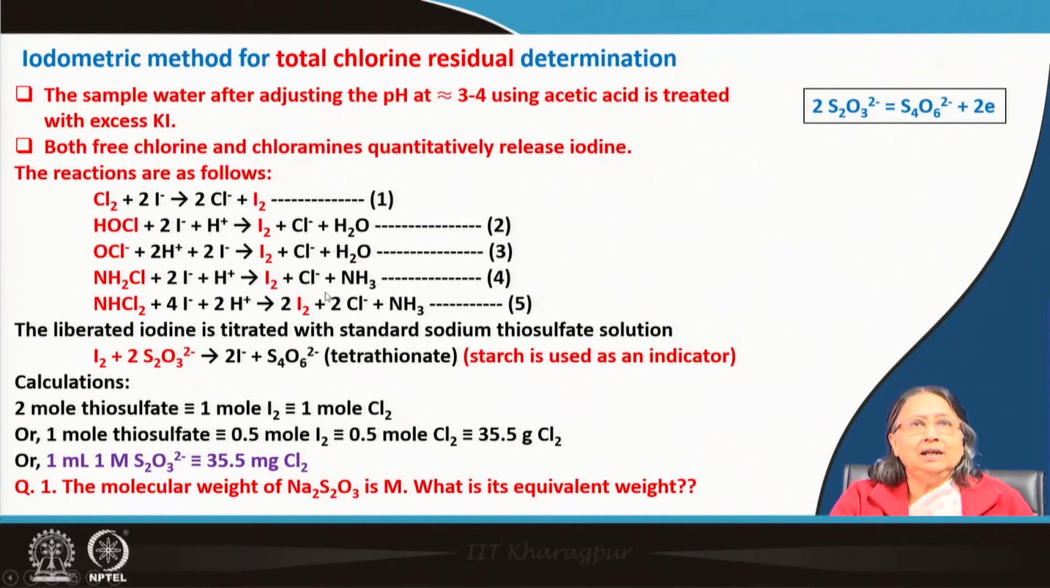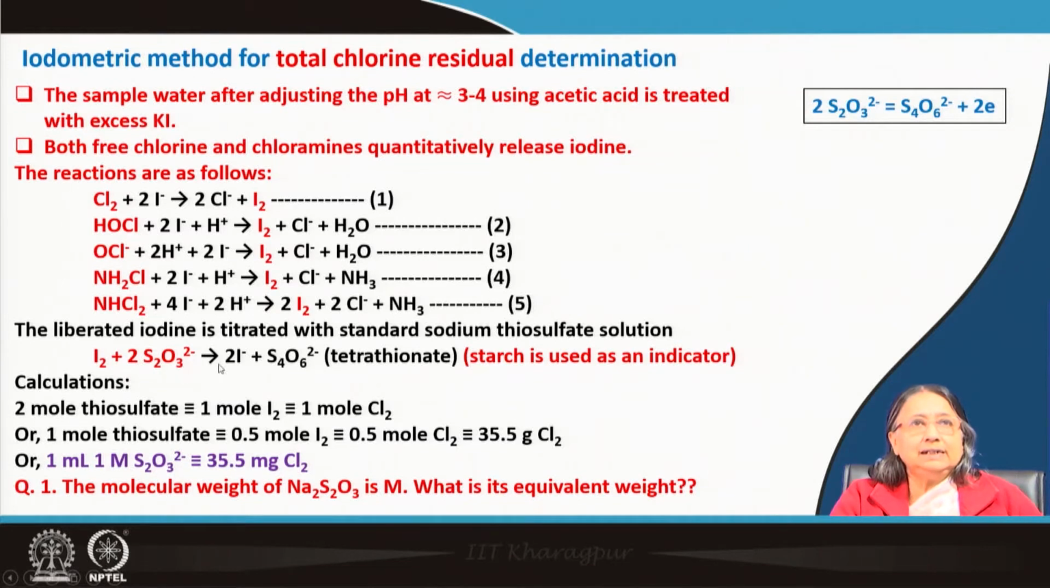Now, to determine the iodine, which is produced quantitatively, how can we determine it? Everybody knows, it is the titration with sodium thiosulfate, Na2S2O3. When it is titrated, the balanced equation is shown. Tetrathionate, S4O6 2 minus, is formed.